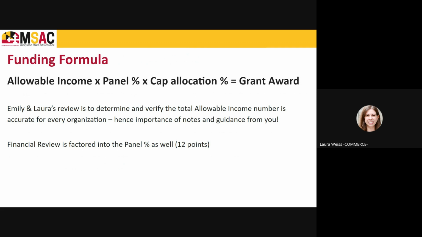So our review is really to determine and verify that that total allowable income number is accurate for your organization. That's why all of this is so incredibly important, and that we want to make sure that we have all of these notes and all of this guidance from you. So that financial review portion that I discussed on the previous slide is factored into the panel percentage score. Again, it's worth just 12 points out of the total. It's 100 points total. It makes up just 12 points.